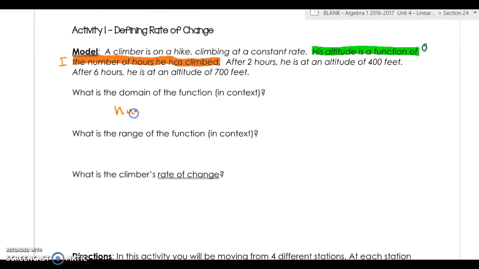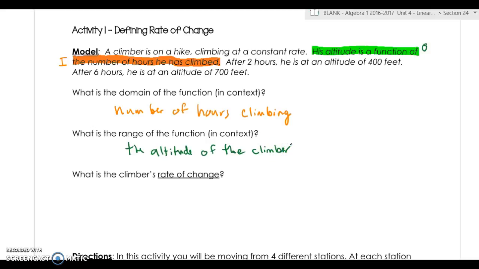So number of hours climbing. And the output is the range, so in this case it's the altitude of the climber. And when we want to find the rate of change, we're looking for how does the output change compared to the input. Well, to do that, I need some numbers.